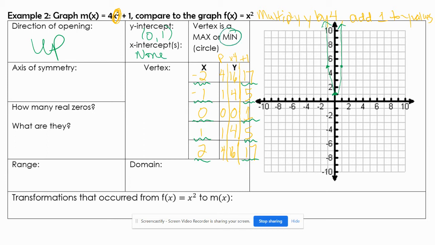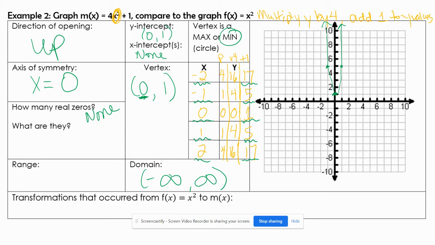Our vertex is a minimum. Our vertex is at 0, 1. Axis of symmetry is at x equals 0, because remember it matches the x value of that vertex. And we don't have any real zeros because we don't have any x-intercepts. This graph does not cross the x-axis. Our domain is still -infinity to infinity. Our range, direction is opening up, so greater than or equal to. And our lowest y value there is 1, matching the 1 of our vertex.